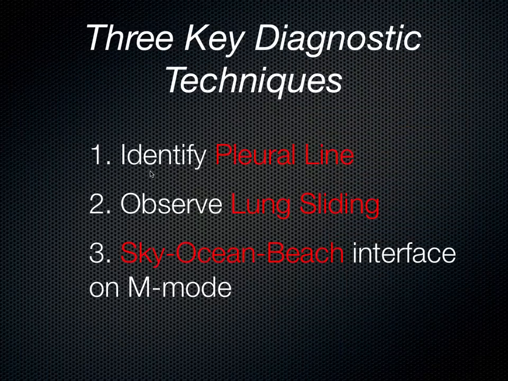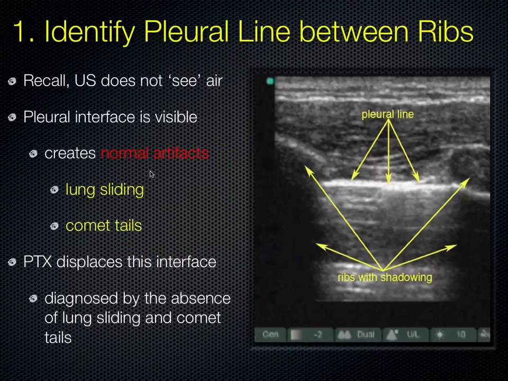What we're looking for is the pleural line to be sliding. So we find the pleural line that we found before when we were looking at A-lines, and we're looking for that sliding sign. I'll show you some examples of that shortly. You're also going to be looking for something we call the sky, ocean, beach sign, which is actually not an artifact, it's a representation seen when you use M-mode, which is the motion mode.